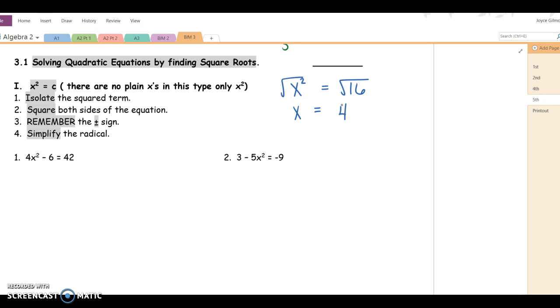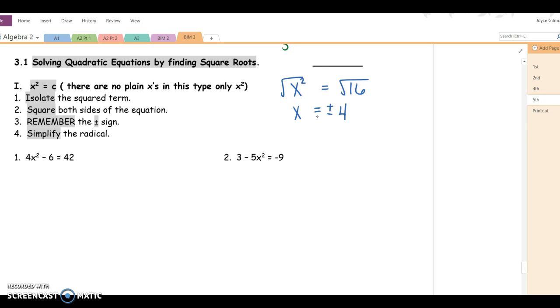Is there another number that you can multiply by itself to give you positive 16? What about negative 4? Negative 4 times negative 4 is positive 16. So really, the solutions are positive or negative 4.